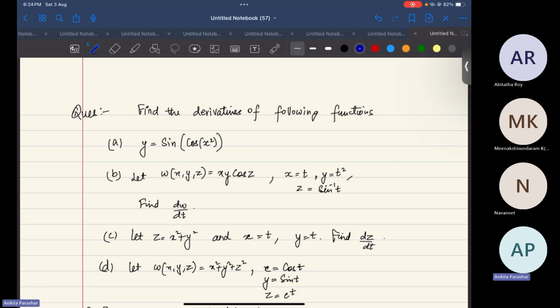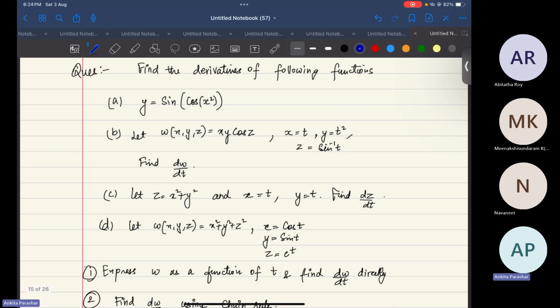We have to find the derivatives of these compositions of various functions. Part A. y is sine composed with cos composed with x square. There are two ways to see it. Either you define your function as a composition of functions and use the chain rule, or anyway, you have to do it that way only. But how many functions would you write as a composition for y? It can be 1, 2, 3.